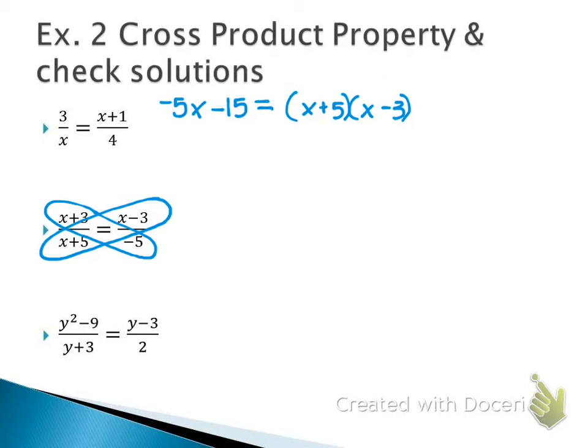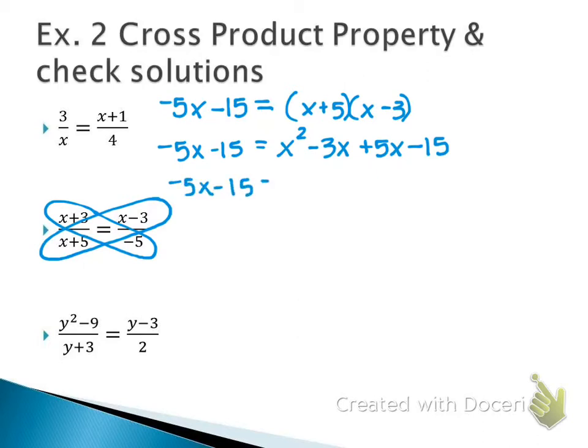Okay? So I do first, well, I'm going to rewrite this side first. First, which is x squared. Outer, negative 3x. Inner, 5x. And last, negative 15. I want to go ahead and combine like terms over on this side. So I'm going to have positive 2x minus 15.